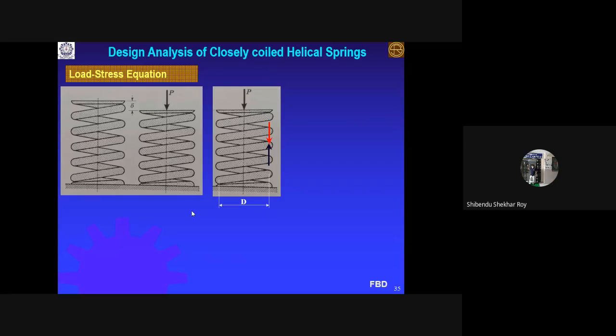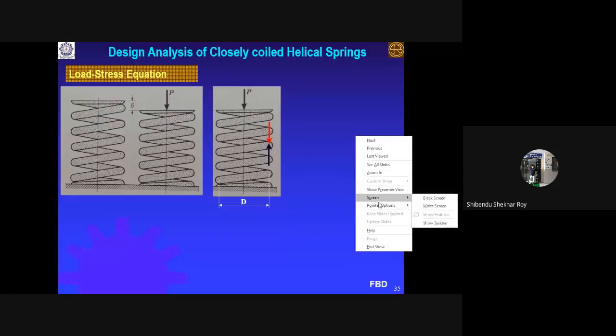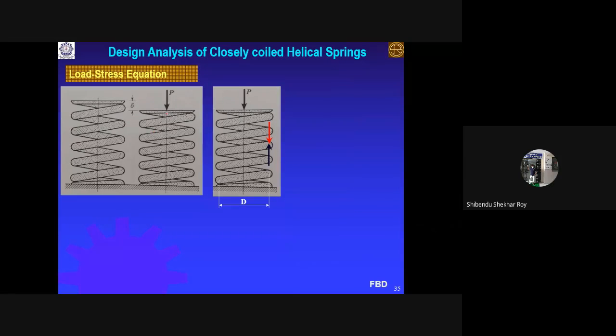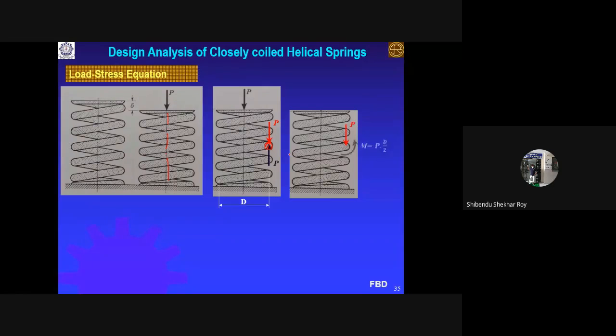The load P is acting along the axis of the coil. So here, this is called the axis of the coil. Now P is acting, but my interest is the internal effect at the cross section. That means what could be the equivalent load-couple diagram at the centroid of this wire cross section. Last class I already explained.